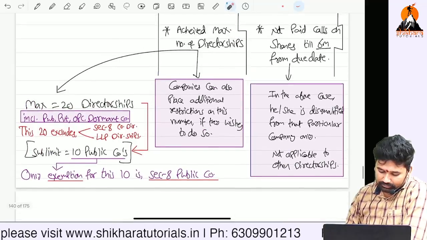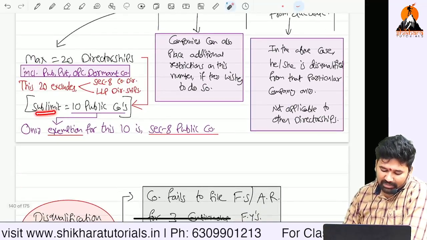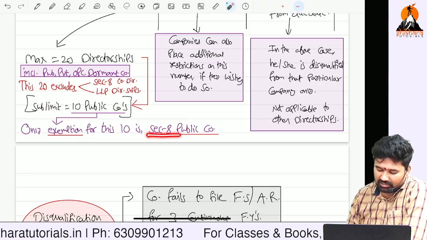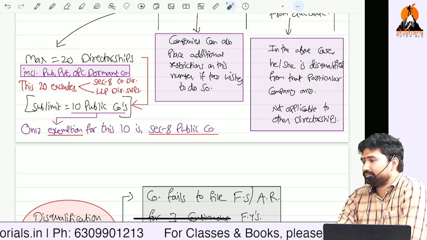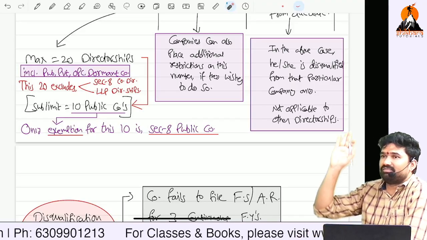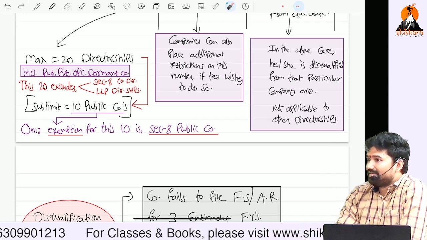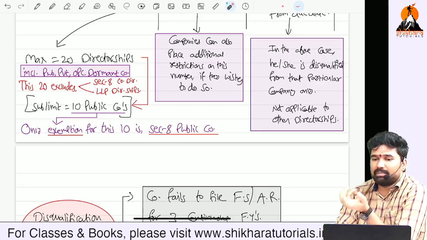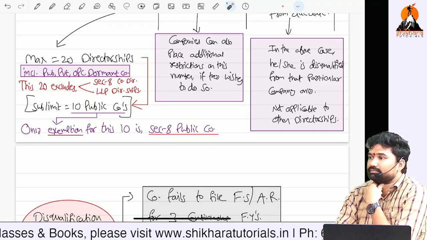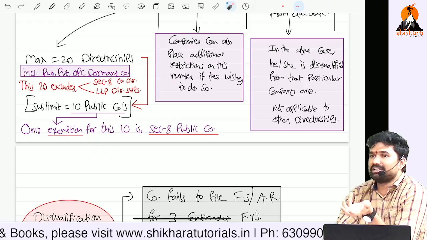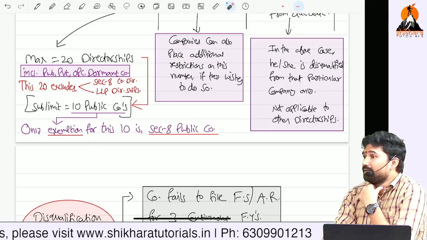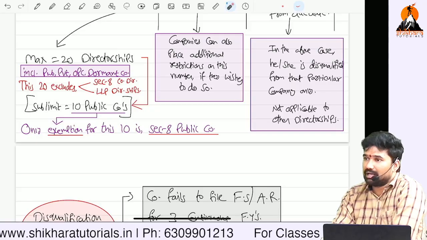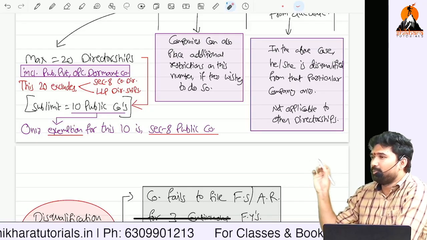Next one. At the same point of time, the sublimit is 10 public companies. Out of these 10 public companies also, the exemption is available for section 8 public company. I have asked a simple question, I think in the first or second session: whether a section 8 company is a public company or a private company. It is neither a public company nor a private company. Depending upon the nature of incorporation, it will be decided. A section 8 company can be started as a public company or as a private company also. Both ways allowed. Okay, so it's a simple point.